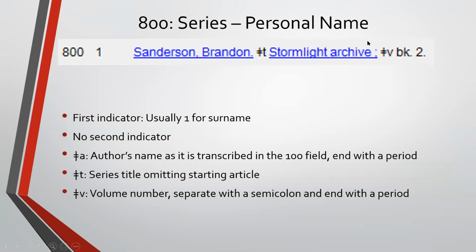In this case, these are blue because these are traced headings that the Library of Congress has established a controlled form of. So we have 800, first indicator 1 for last name first, Sanderson, Brandon, period, subfield T, and this is the series name omitting the first article, and then semicolon subfield V for your volume number, again, according to your institution's preference.